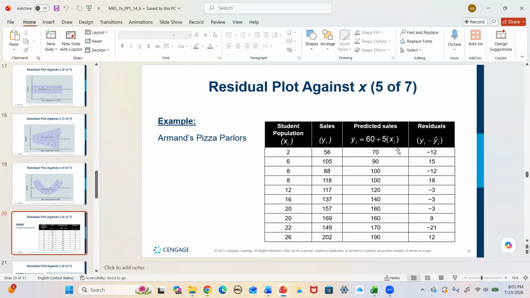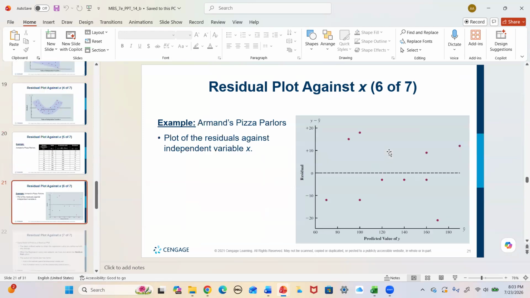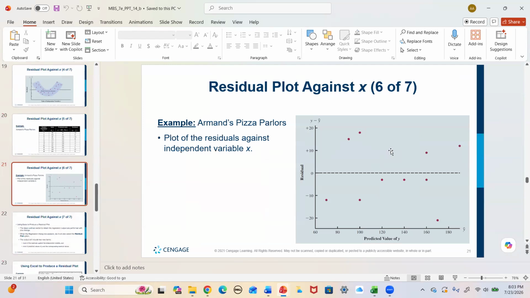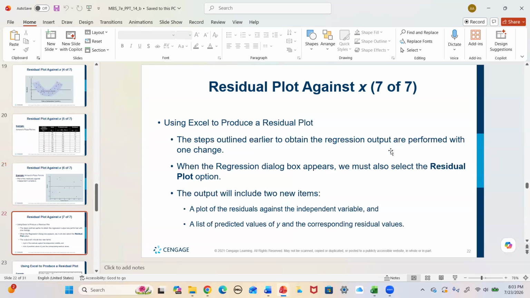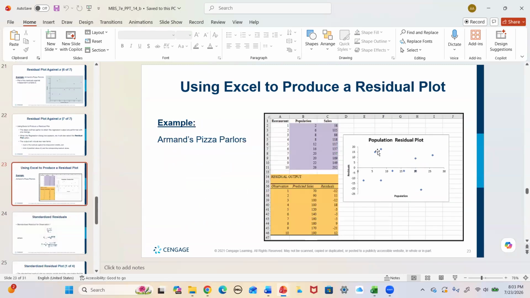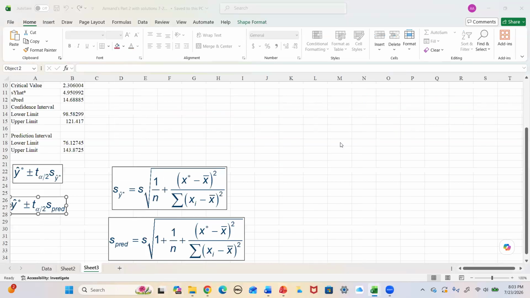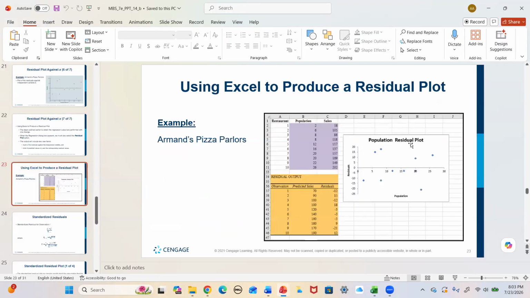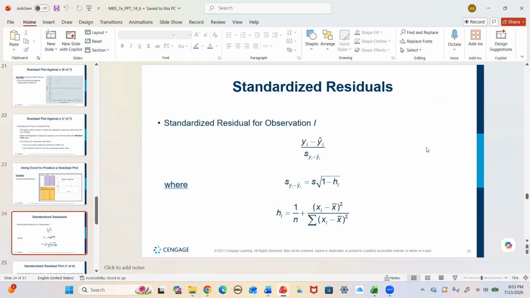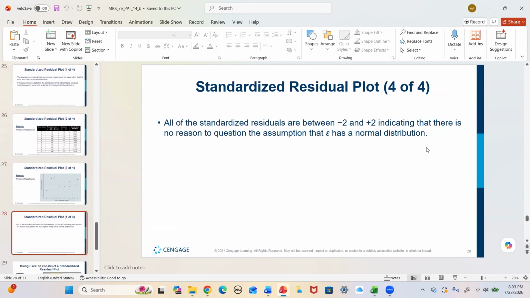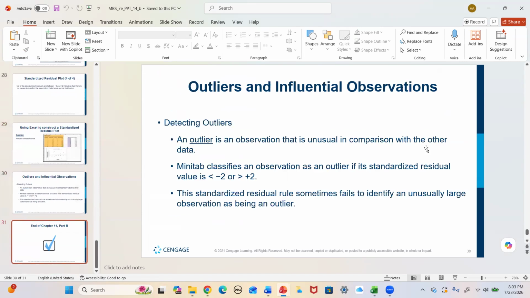So what they did here was they went ahead and calculated the residuals for Armand, plotted them. You can see it looks pretty good. And by the way, in Excel, when you run the regression, one of the boxes that you can click is for a residual plot, so you can see what they look like. We didn't do that, but maybe next time.